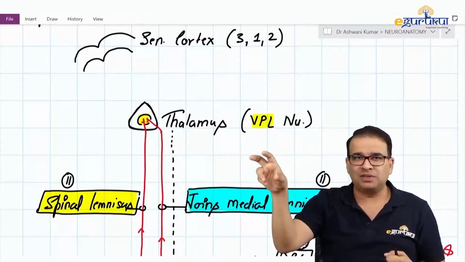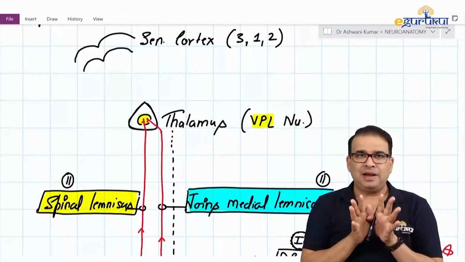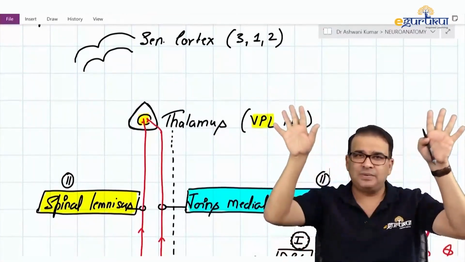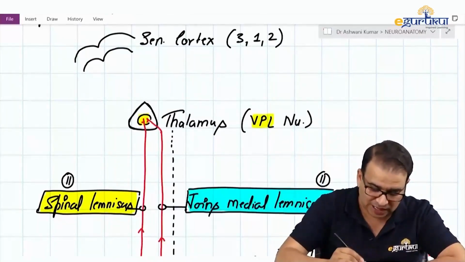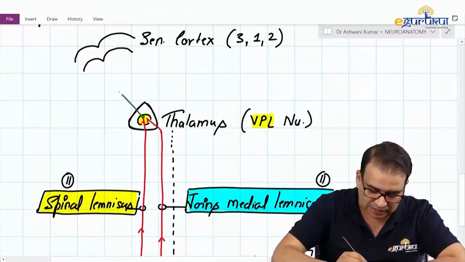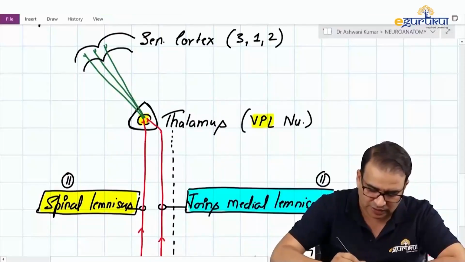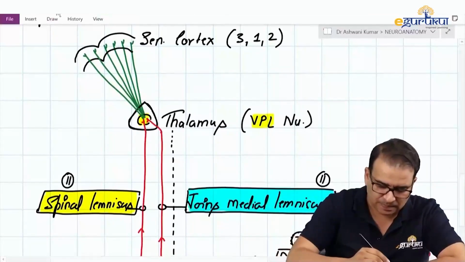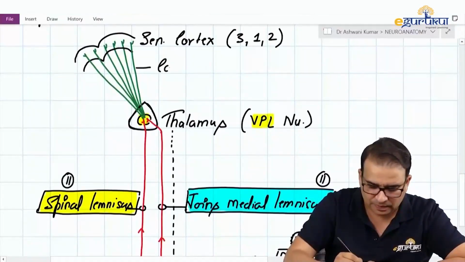So that's the job of the thalamus, to receive these fibers, disintegrate them, and then radiate these fibers into the different parts of the cerebral cortex. And that's why these fibers are called the corona radiata. This third order neuron, which will start from the thalamus, will project into the respective part of the sensory cortex. Because of this radiation-like appearance, this is called the corona radiata.